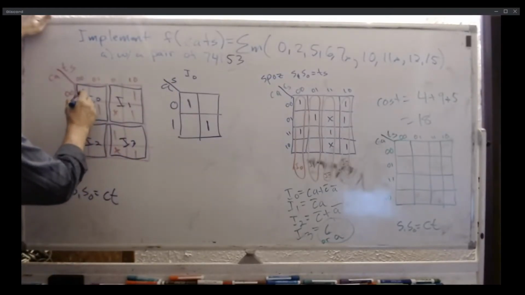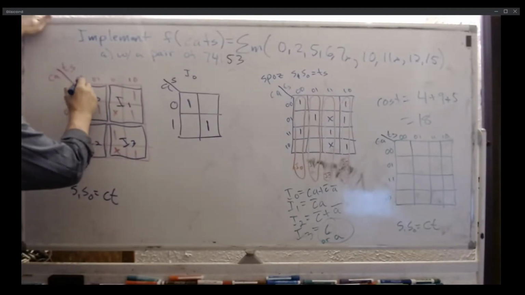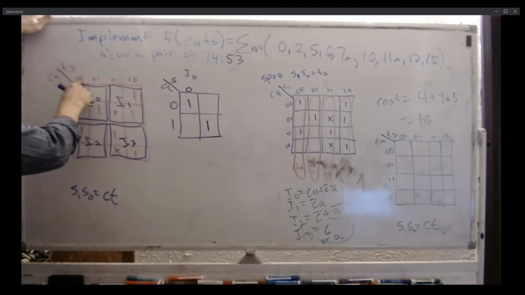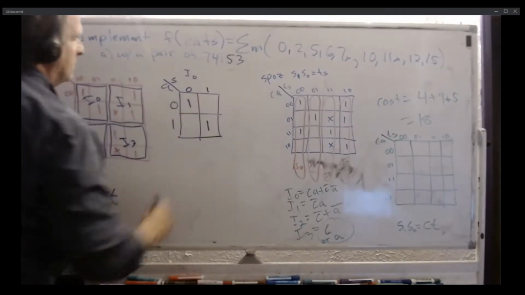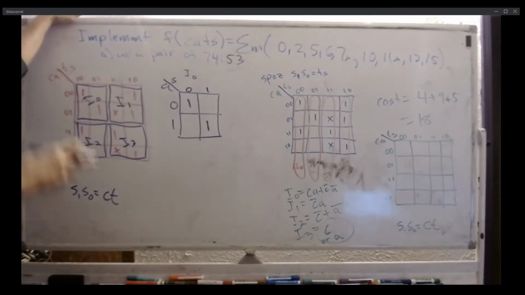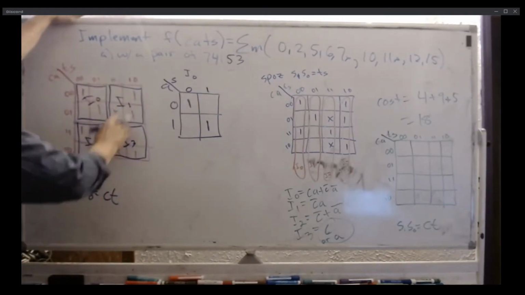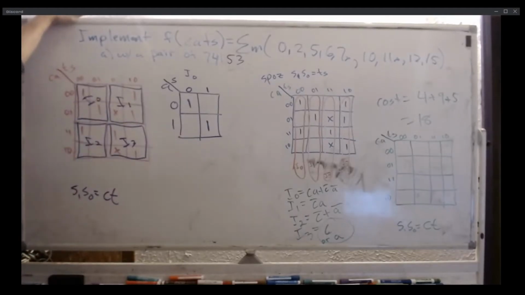What's S? S is off for the left column. It's on for the right column. So if it's easier for you to do it this way, rather than look at the big picture, feel free to do that, guys.